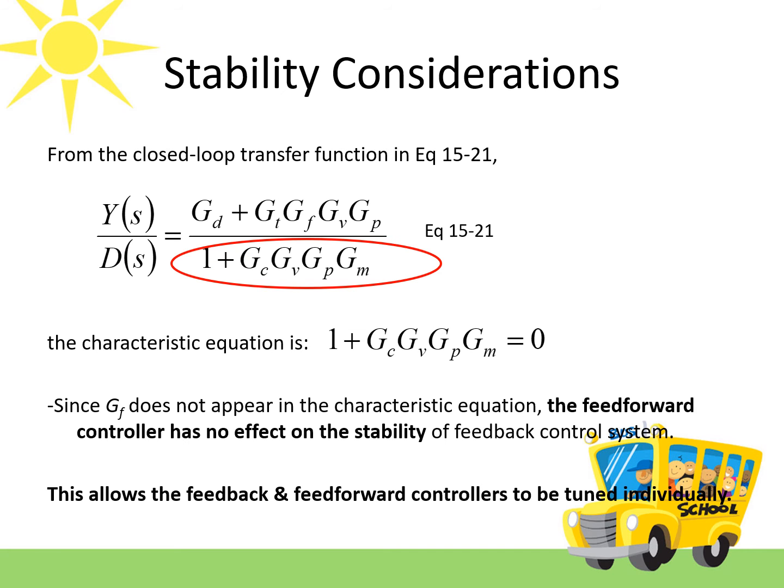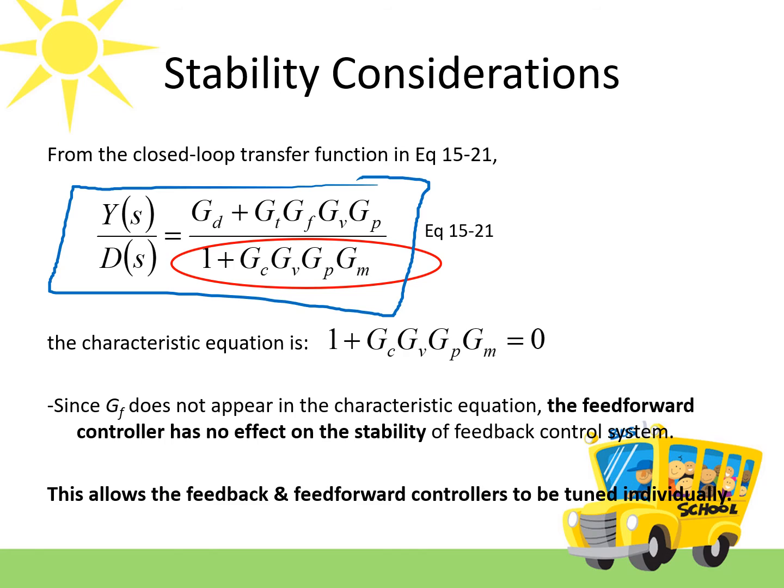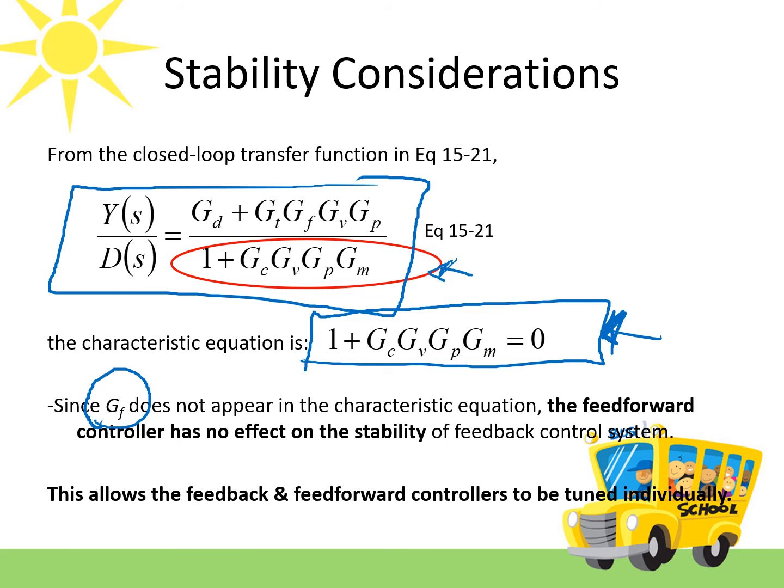From the closed-loop transfer function in equation 15.21, this is the one that we have discussed earlier, we know that the characteristic equation is the denominator part, right? So this is your characteristic equation. Looking at the characteristic equation, you will notice there is no Gf term, the transfer function of the feed-forward controller, meaning that the feed-forward controller has no effect on the stability of the control system. So this allows the feedback and feed-forward controllers to be tuned individually.